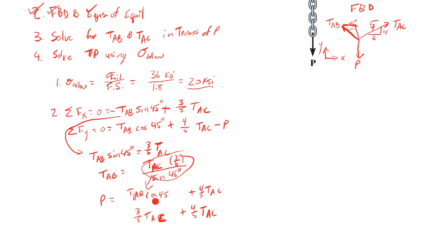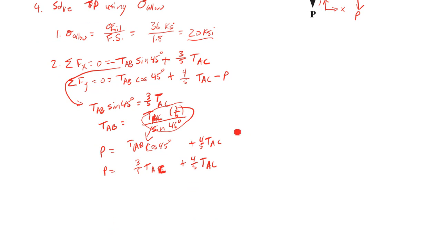So that was a unique situation since these were the same. Sine of 45 and cosine of 45 are the same in that case. So if I rearrange this, P is 7/5 TAC, or TAC equals 5/7 P. Putting that back in, TAB, so I have 5/7 P in here, multiplying that through, I get 0.60609 P for TAB.